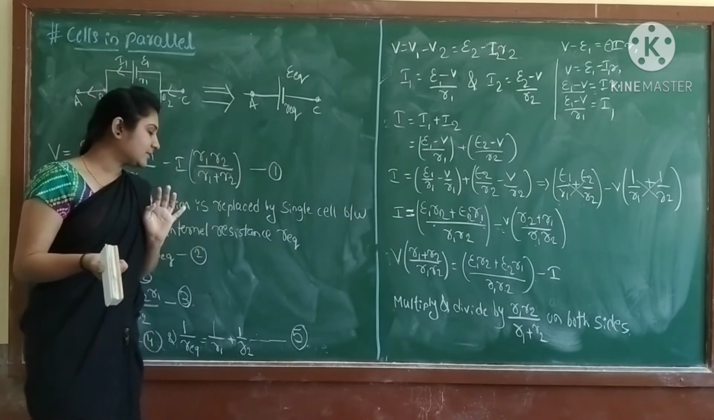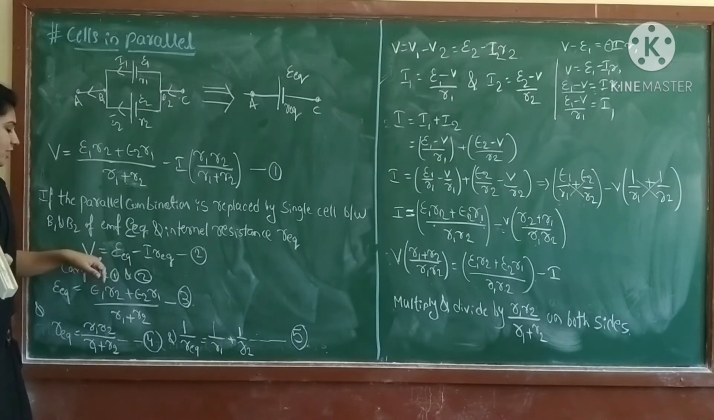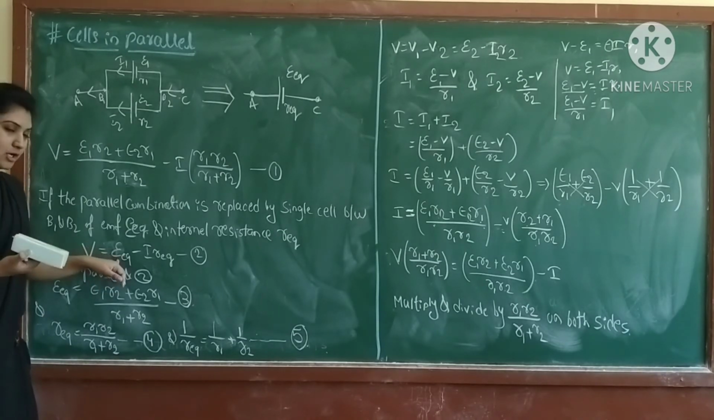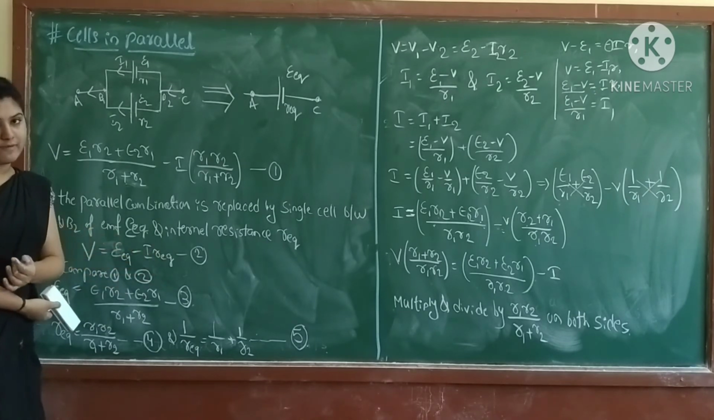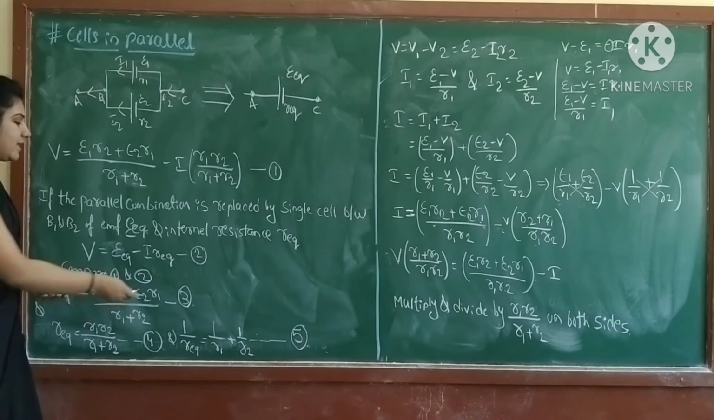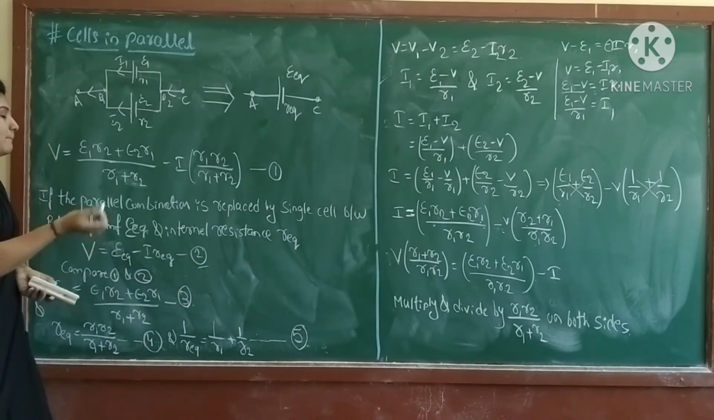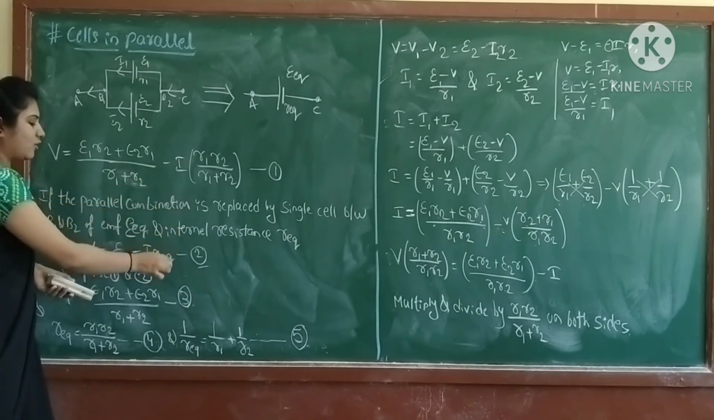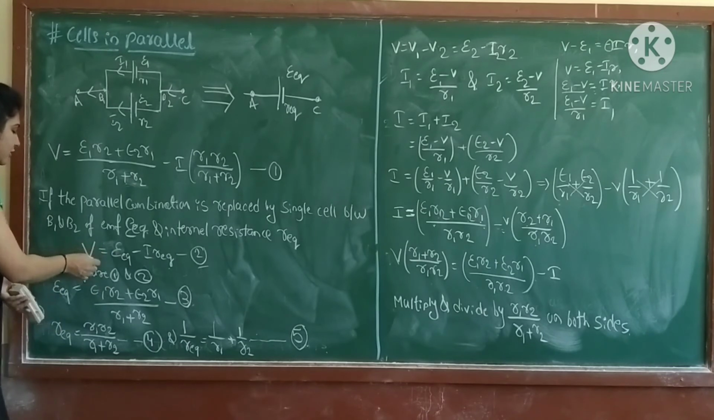Understood? Next, for this also we can write the potential difference. Potential difference is equal to E equivalent minus current into R equivalent. Take it as equation number 2. Now compare equation number 1 and equation number 2. So what will you get? Here also V is present, here also V is present.